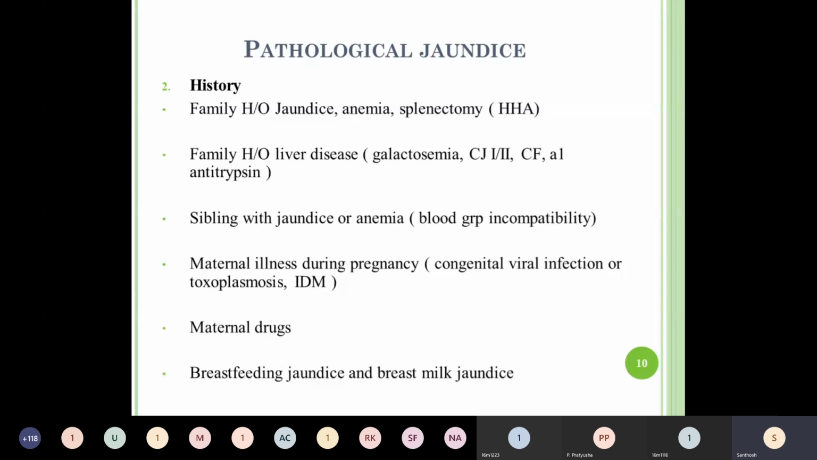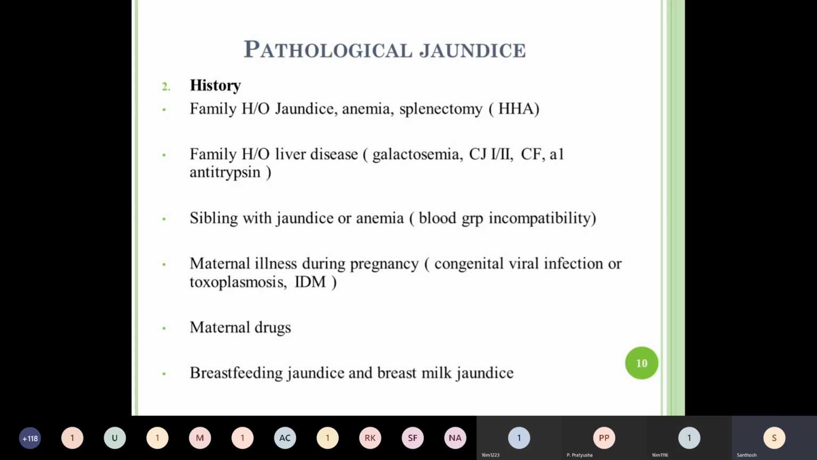These antibodies, during the next pregnancy, what happens? They cross the placenta. They cause destruction of the RBCs in the newborn. If it is severe enough, it can cause hydrops fetalis in the newborn baby, or the baby can present with severe edema at birth, with anemia, jaundice and pallor.